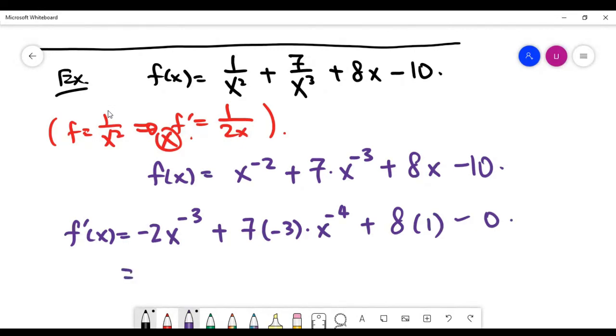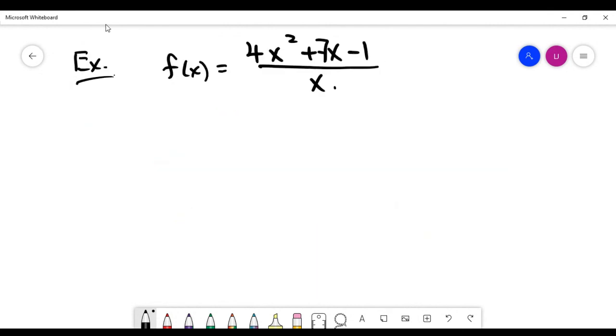So basically, we can turn it around whenever you see the exponent which is negative. I can write the first term as minus 2 over x cubed, the next term as minus 21 over x to the power 4 plus 8. That's it. So please look at the current function.